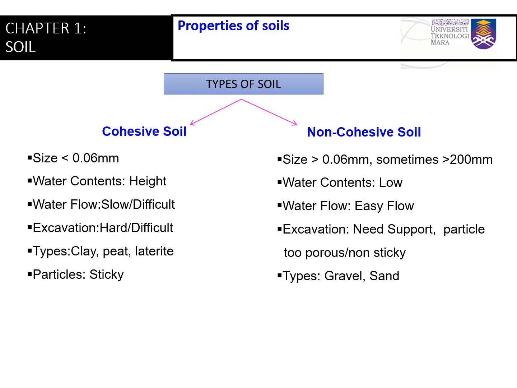So cohesive soil, the particle size is very small. It's less than 0.06 millimeter, and the sand, non-cohesive soil, is more than 0.06 millimeter. Sometimes it's more than 200 mm. Crushed iron is considered non-cohesive soil as well. So it can be small and it can be big.